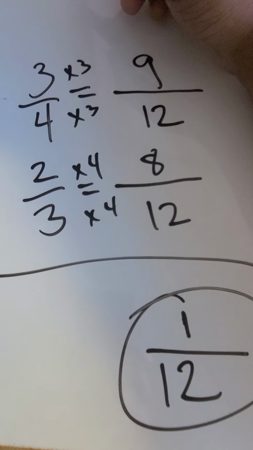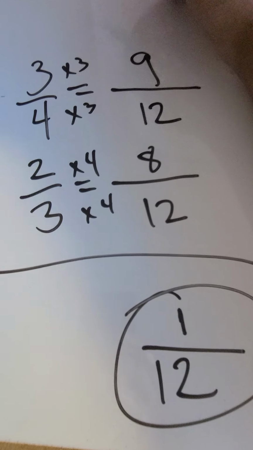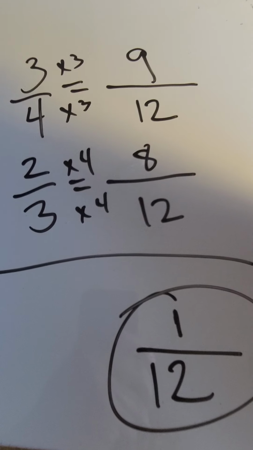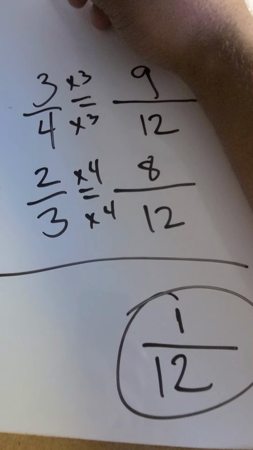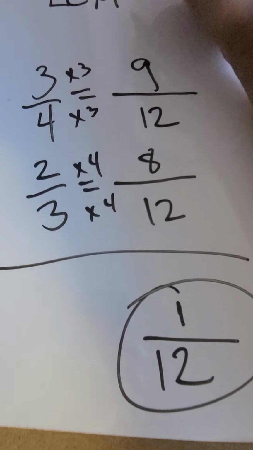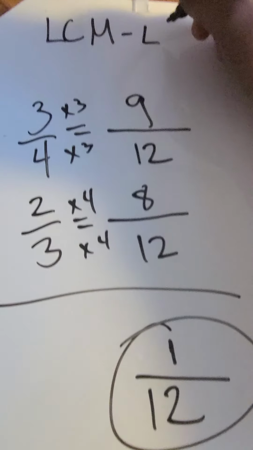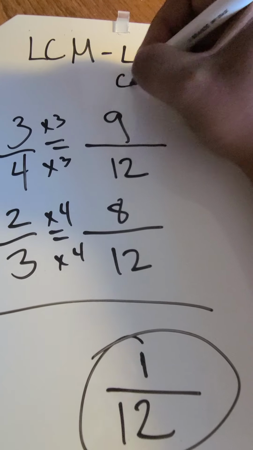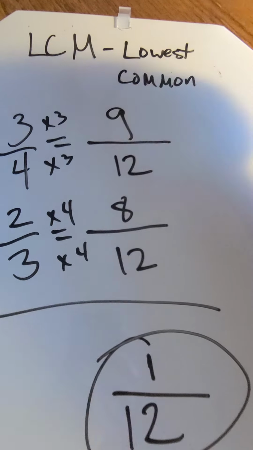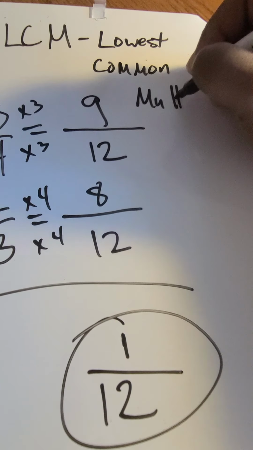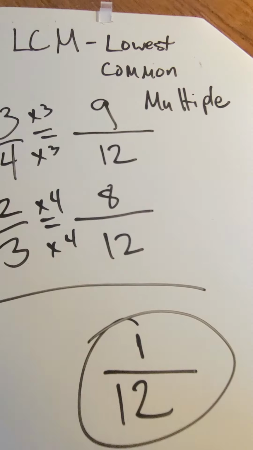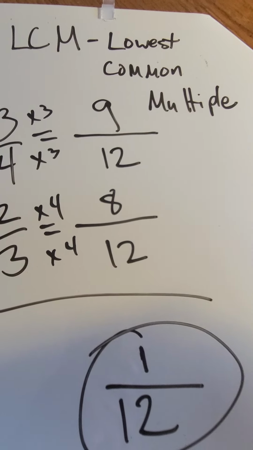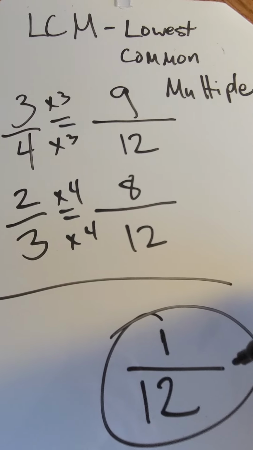Remember, when adding and subtracting fractions and the denominators are not the same, we want to find the LCM for the denominators, which is the lowest or least common multiple. Okay, that's very key, because without that, we won't get the answer.